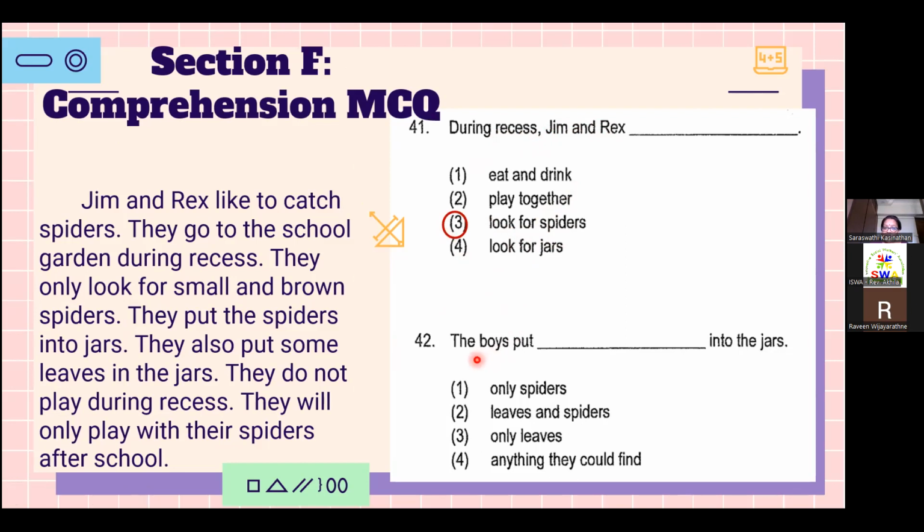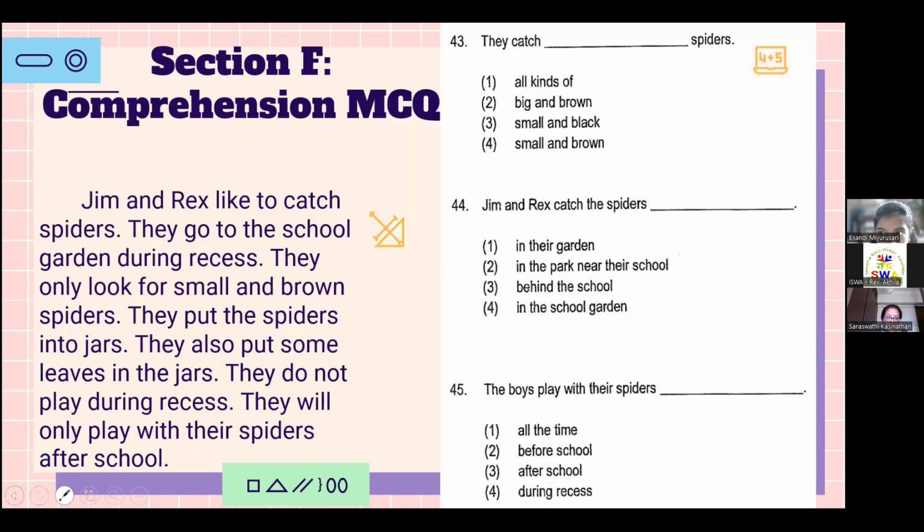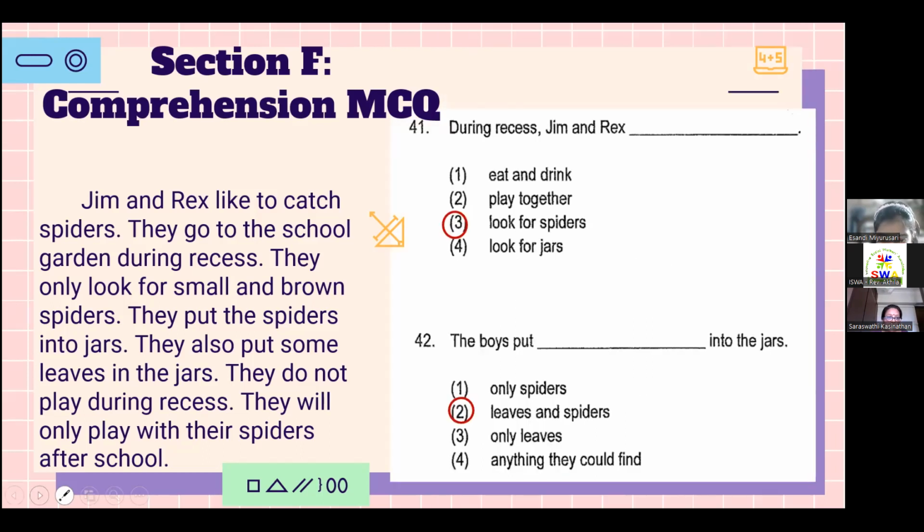All right. Number 42. Who would like to go? Mishanti. Okay, Mishanti, go. The boys put leaves and spiders into the jar. Yes, very good. The boys put leaves and spiders into the jars.